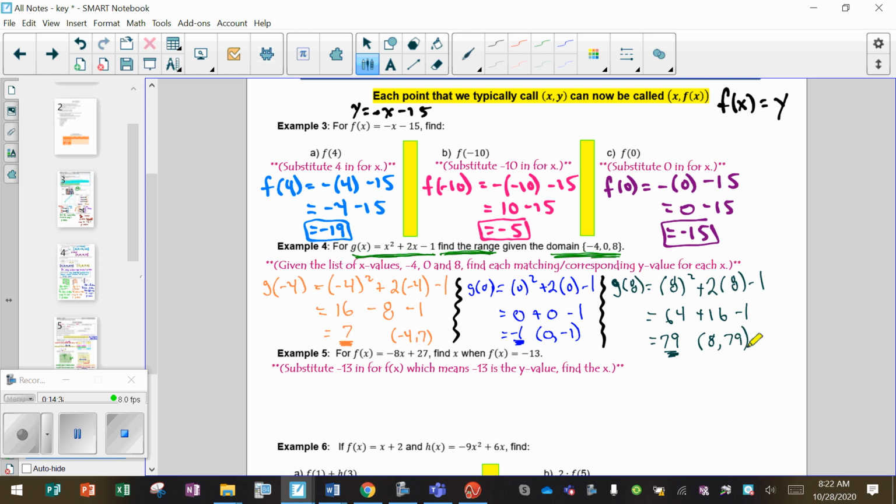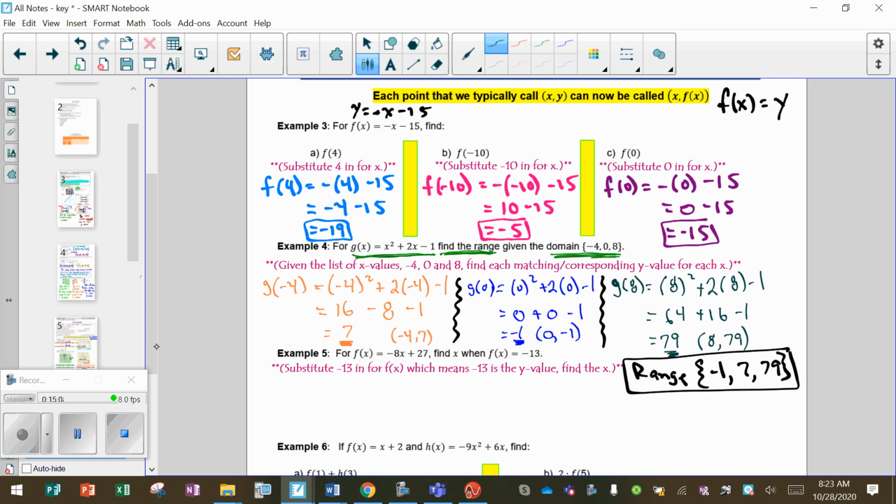Now the question asked us to find the range. So when we answer our question, the range is the list of y values that we found. So the smallest y value is negative 1. Then the next was 7, and the largest was 79. You do not have to put them smaller to larger, but that's usually how you will see it on a multiple choice question. The order doesn't matter, so if it's different from the way you write it, it's still okay as long as the numbers are the same.